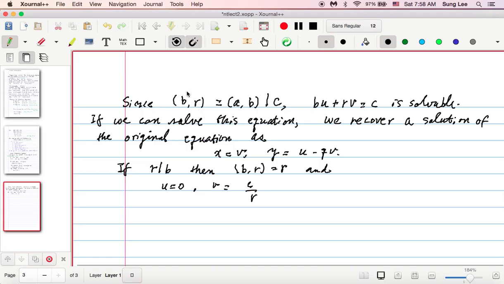We already know the greatest common divisor of B and R divides C. And in this particular case, the greatest common divisor of B and R equals R, so R must divide C. So C over R is an integer. We want integer solutions of these, right? Okay, good. So we can find the solution, and in this case, we can recover the solution of the original equation.